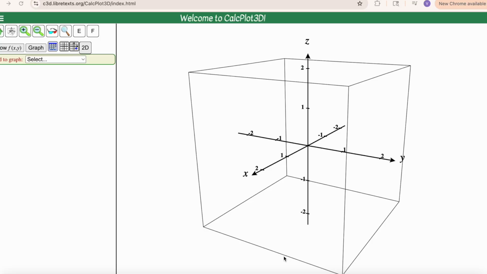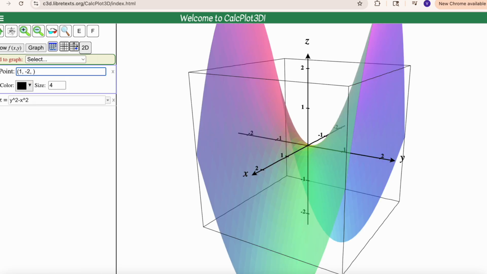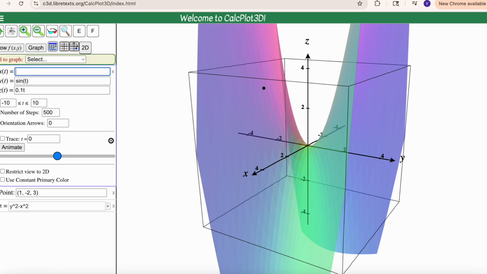6. Using CalcPlot3D to develop the tangent plane and a normal line. My function is z equals y squared minus x squared at the point (1, -2). So I'm going to go ahead and graph the surface and the point. Now I'm going to graph the parametric curve when y equals -2. Alright, so that's my parametric curve.